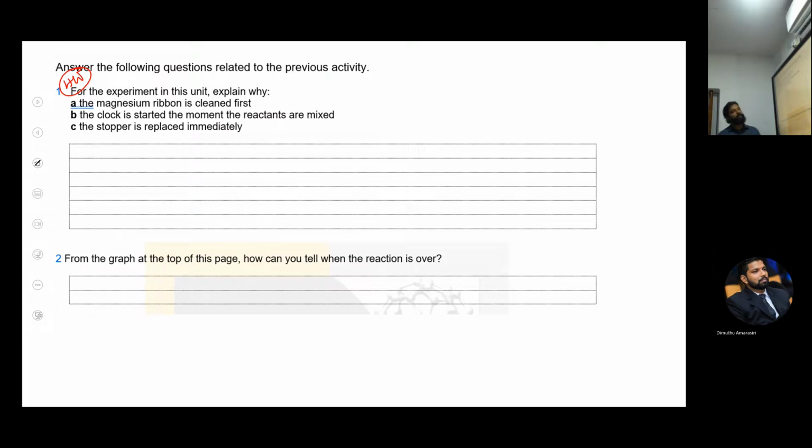Okay, second one. From the graph at the top of this page, how can you tell when the reaction is over? So you can say no change in volume of gas collected, volume of hydrogen gas collected. You can say the gradient is zero. But this is the easiest answer you can say: the volume becomes constant. Correct, correct.